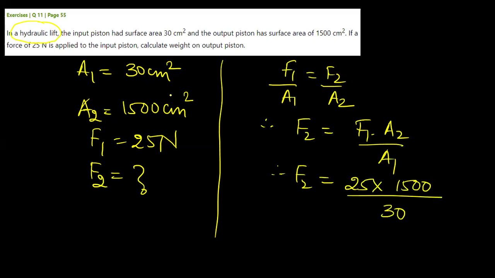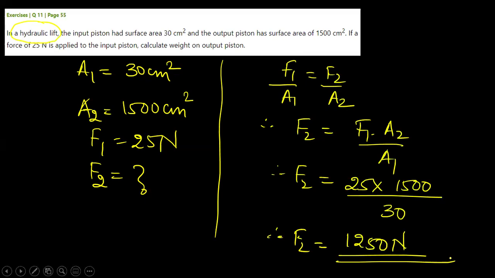I'm not converting centimeter square here because if you see, ये दोनों रेशियो में आएगा, तो रेशियो में वो सेंटीमीटर स्क्वायर कट ही होने वाला है, उसका कन्वर्जन भी कट होगा. ठीक है. So when you solve this, you get the value of F2. So the value of F2 will be 1250 Newton. That's it. So this is the second value.